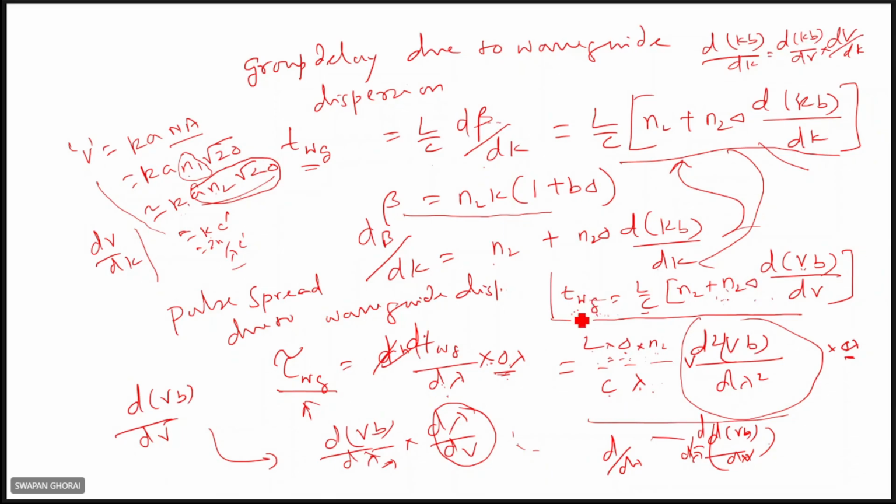So once you get this group delay, then you can find out the amount of pulse broadening. In the same way, per unit wavelength times total spectral width. So that is the spectral width. Again, you have to differentiate with respect to lambda. I told you how to calculate this with respect to lambda, d d lambda of this one.